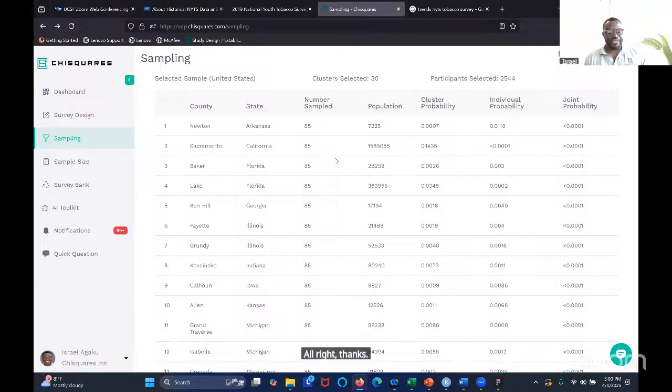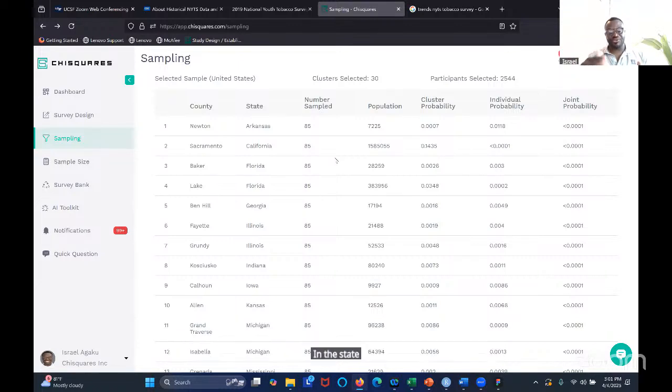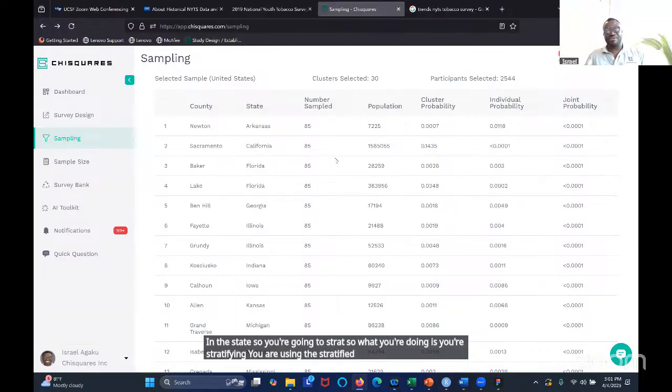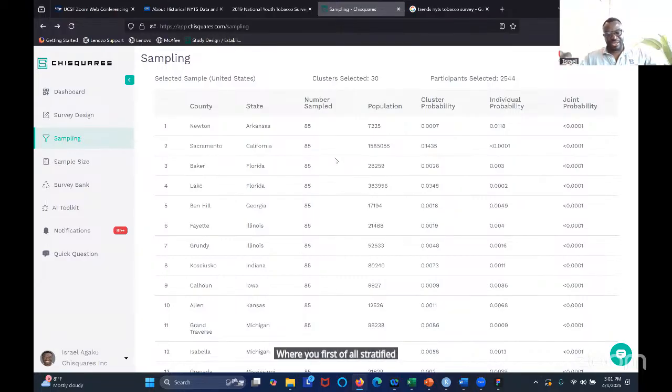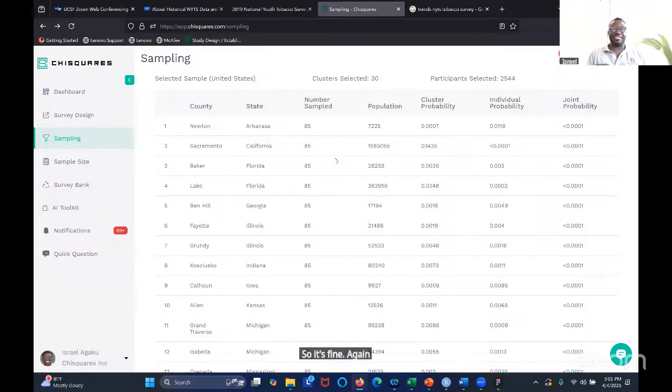All right, thanks. So regarding your first question, what you are effectively doing is stratifying. You are saying, okay, I'm going to stratify by, I can't remember the term you used, whether geo zones or, essentially you said you have 3 zones of that nature in the state. So you're using a stratified cluster sample where you first of all stratified into the 3, and then you sampled within each stratum. So it's fine. Again, survey design is a science and an art, right?